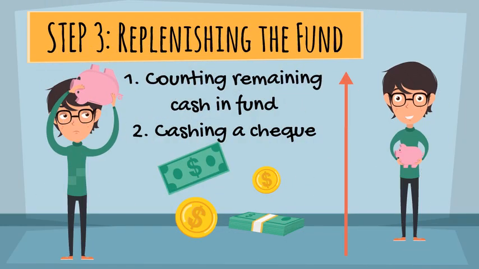When the money in the petty cash fund is low, it must be replenished. To replenish the fund, the remaining cash in the fund is counted, then a check is written for an amount that will bring the account back to its original balance.